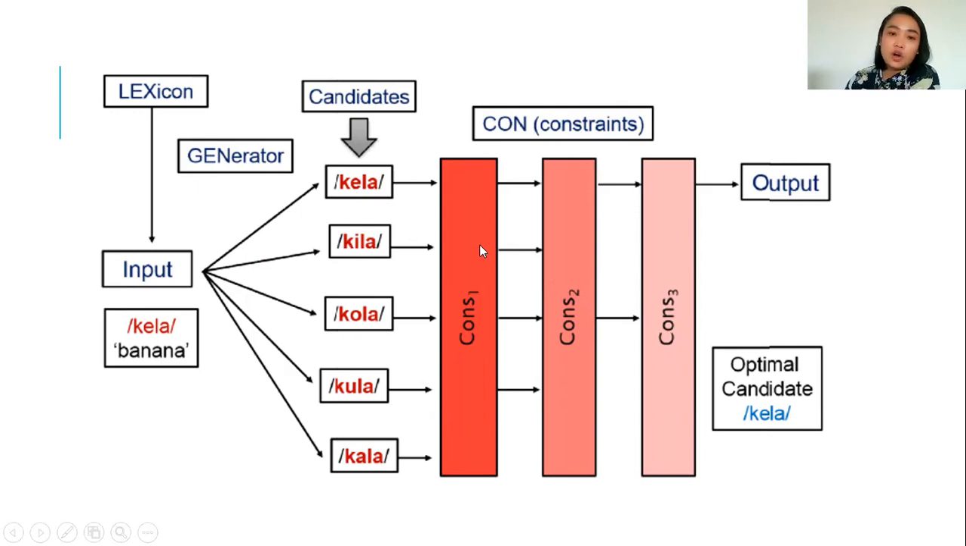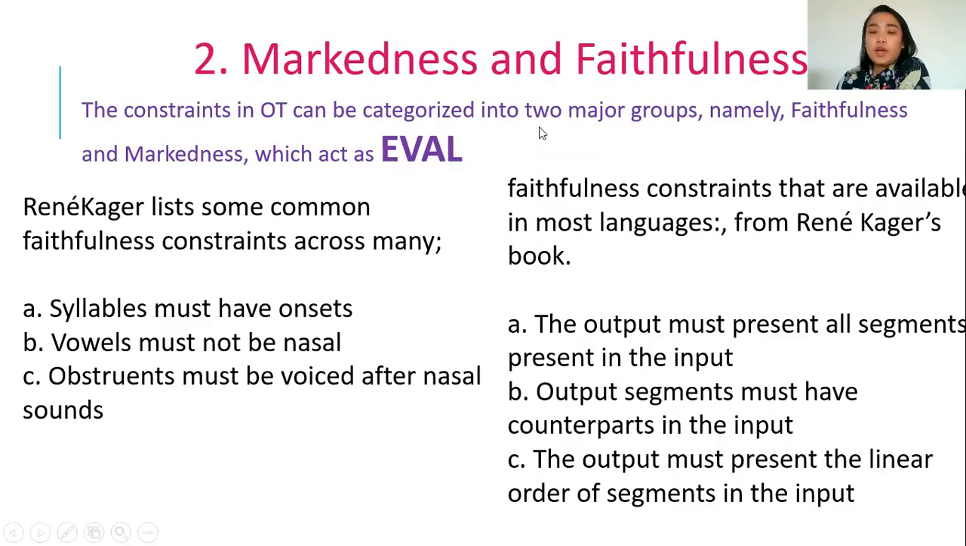And then later on, we'll produce one output, the optimal choice, or candidate. In this case, Kela, out of 5 candidates, is the optimal candidate. Okay, now we are going to the eval, or evaluation, of the markedness and faithfulness.